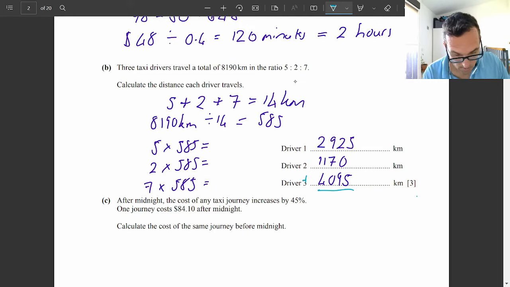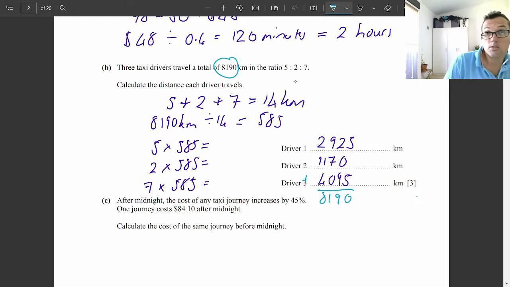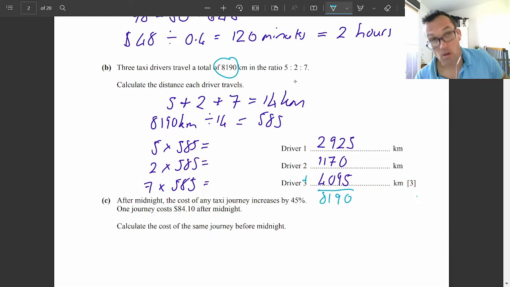So 2925 plus 1170 plus 4095 adds up to 8190, which it should be, and then you know you've got it right. Take a few seconds, check your answers. Question C.